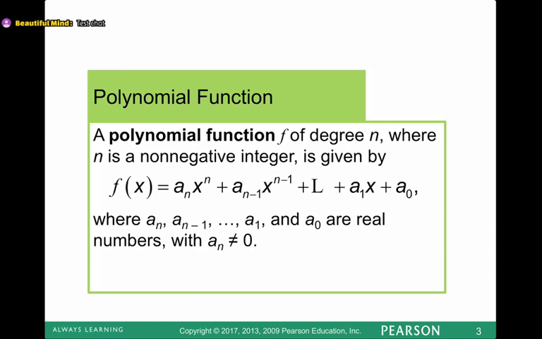To sum it up, a polynomial function is just a finite sum of monomials. A monomial is a term where the leading coefficient is a real number times some variable, and the variable is to the power of an integer exponent. So a polynomial function is just a finite sum of monomials. Finite is the opposite of infinite. Infinite means it goes on forever. Finite means it cuts off at some point.